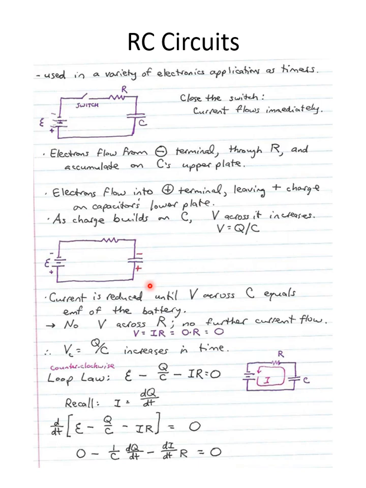And as the charge builds on the capacitor, the voltage across it increases. And remember that the voltage difference on a capacitor is the charge, the Q that's on each plate, negative Q on the top plate and positive Q on the bottom plate, divided by capacitance. Now the current is going to be reduced until the voltage across the capacitor equals the EMF of the battery.